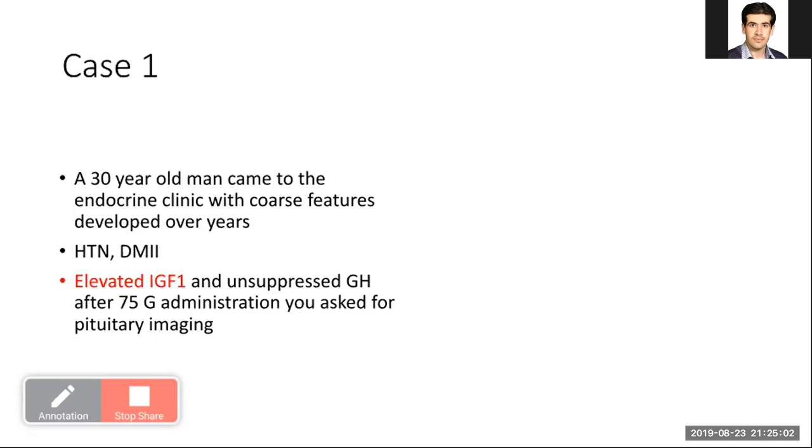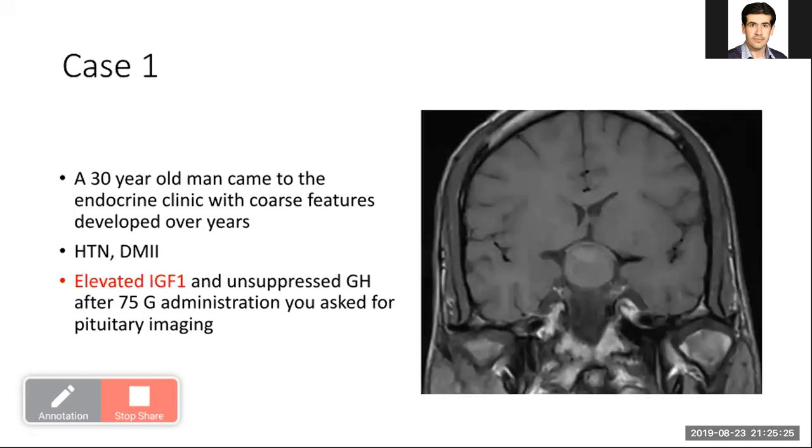First case: a 30-year-old man came to the endocrine clinic with coarse features developed over years, hypertension, type 2 diabetes mellitus, elevated insulin-like growth factor 1, and unsuppressed growth hormone after 75-gram administration of glucose. You asked for pituitary imaging, and you see this. What we see here, if someone could comment.